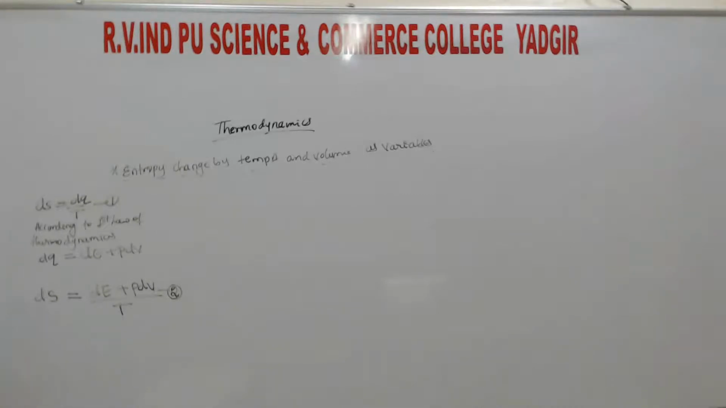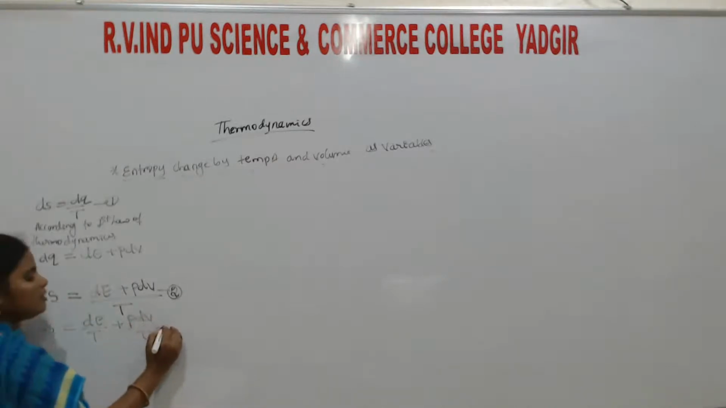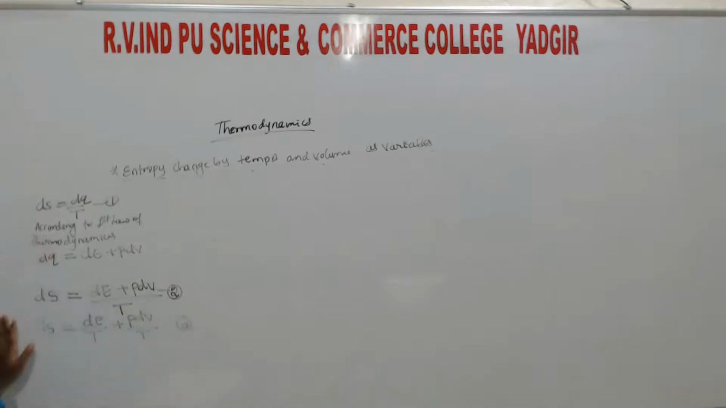Next, simplify this. dS is equal to dE divided by T plus P dV divided by T. Write these two separately. This is equation number 3.